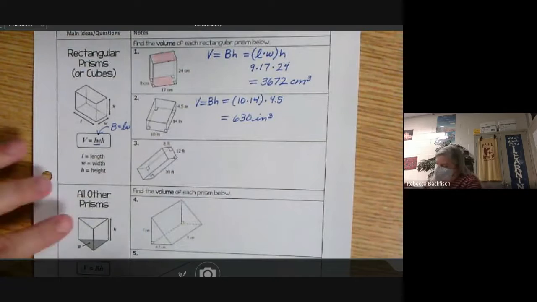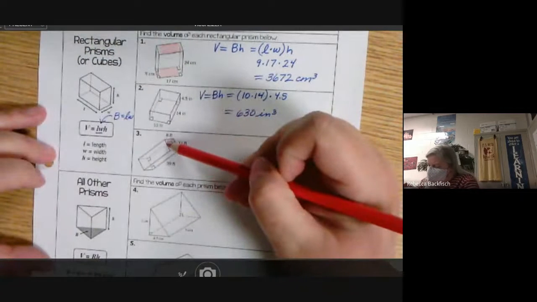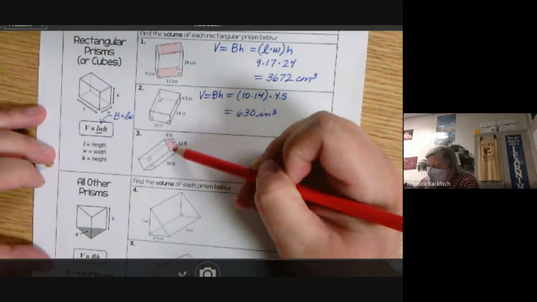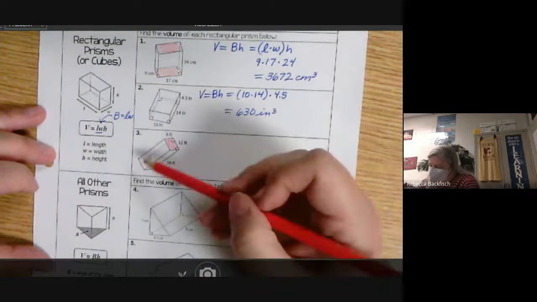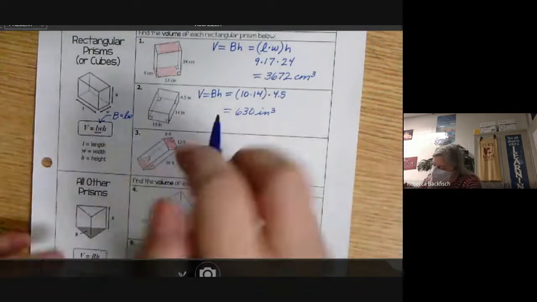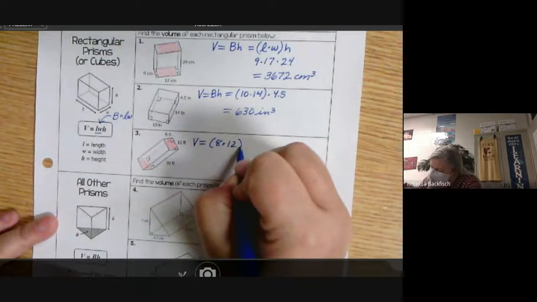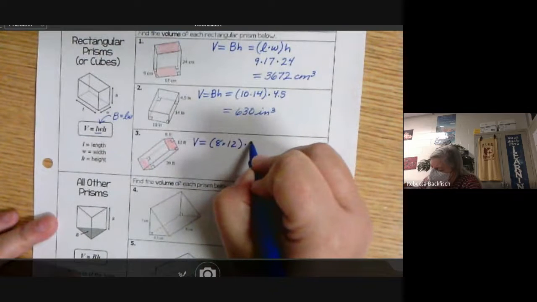Okay, so on this one, and I promise, on a rectangular prism it doesn't matter which one you call the base. I'm going to call this the base, the 8 by 12. So then my volume is the area of the base, which is 8 by 12, times the height, which is 39.